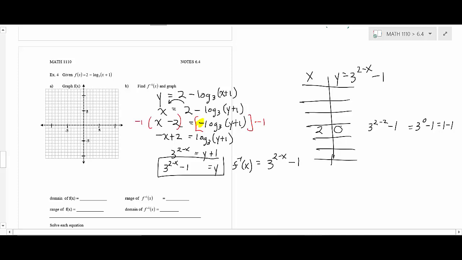So we have a point (2, 0). So what's going to happen when you do (0, 2)? That's going to be a point on the inverse, right? Okay, so we have that. Let's just keep going. Let's go to 3.